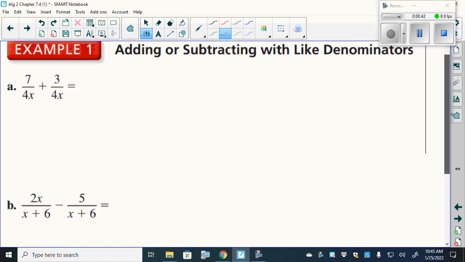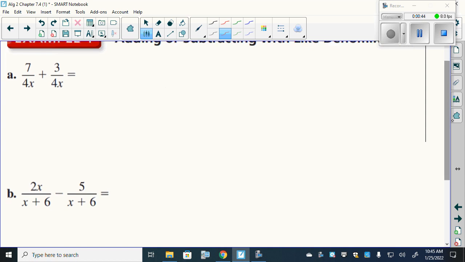So if we look at the first example here, 7 over 4x plus 3 over 4x, well, the denominators are the same, and it is 4x. So what we need to do is add the numerators. So we would be adding 7 plus 3. Well, 7 plus 3 would be 10.